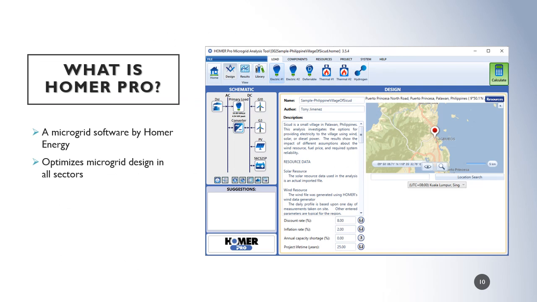I'm Yashodini and I'm going to talk about modeling and simulation of our proposed system using HOMER Pro software. So before moving into the system modeling, I'll briefly explain about HOMER Pro. It's a microgrid software by HOMER Energy and it optimizes microgrid design in all sectors. What we have to do is provide the exact location we are planning to do the project, and it allows us to download the resource data related to the location, add the system components, simulate and get the optimum results.